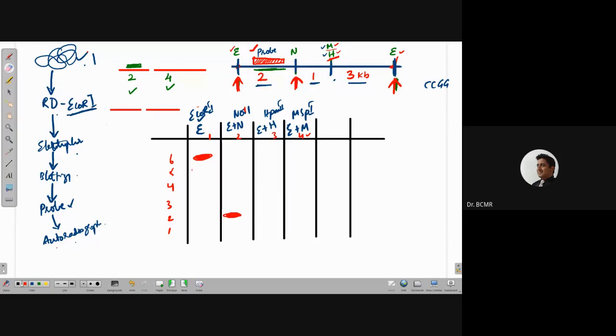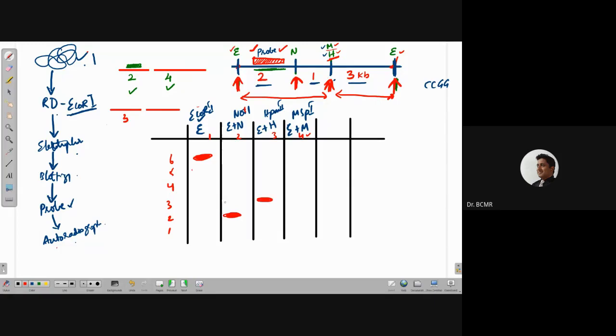What are the sizes now? You can see it. This is 3 kb because its cleavage is here. So from here to here, it is 3 kb, and the rest of it is 3 kb. But only the probe is placed in this location, so that fragment will be visible.